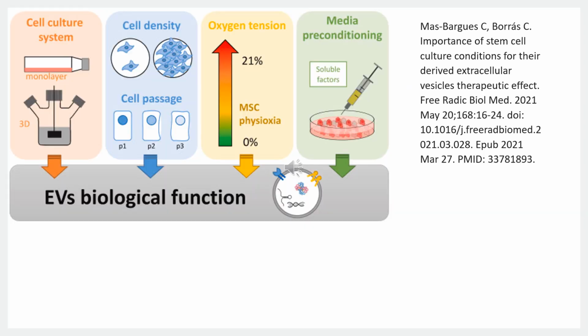But this image shows the handicaps of EV research, which are the production of sufficient material in a consistent and effective way, controlling stem cell growth conditions with physical properties, which are the cell culture system and cell density, oxygen tension and media preconditioning with soluble factors, which can influence paracrine activity by modulating EVs.